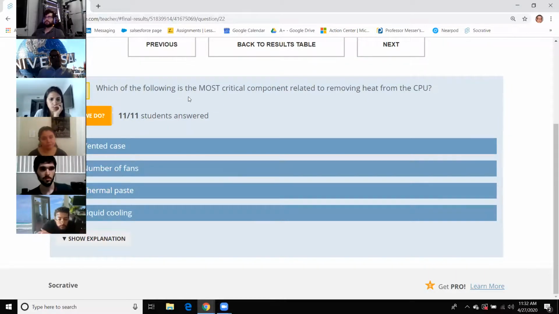Which of the following is the most critical component related to removing heat from the CPU? We'll give this one to Lázaro. I'm kind of confused with the question, actually. I'll put thermal paste. That is thermal paste, yes. That is the one that removes heat. It transfers heat. There is nothing else.